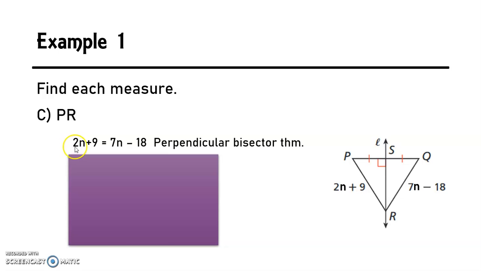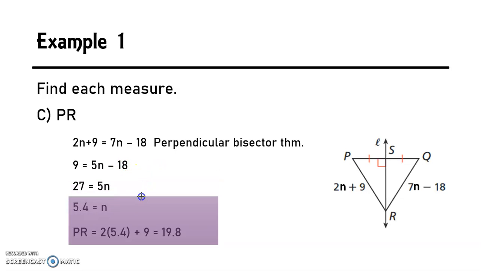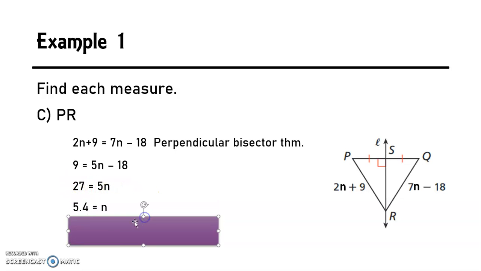Now we need to solve it. So I'm going to start by subtracting 2n on both sides to get my n's to the same side. And that's 9 equals 5n minus 18. Then I'll add 18 to both sides to get 27 equals 5n. Then I divide by 5. 27 divided by 5 is 5.4. Now, it's very tempting to say that you're done, but remember our ultimate goal was to find PR. So we need to take that and put it into this expression for PR.